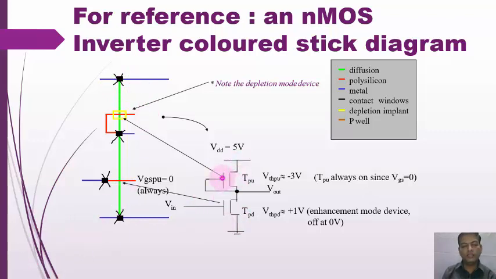So here PMOS is there, depletion mode, PMOS and NMOS. Okay, so the structure will be like that. VTH is equal to -3 volt, and here VTH is equal to +1 volt. Enhancement mode device is off at 0 volt.